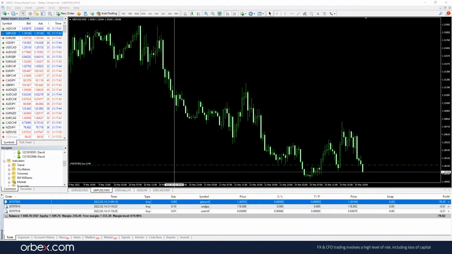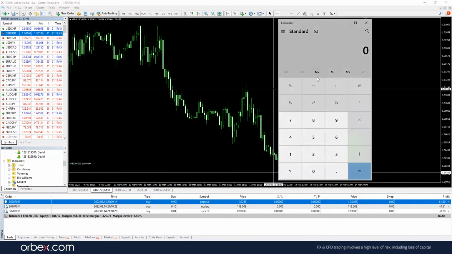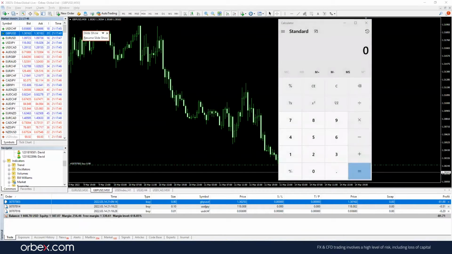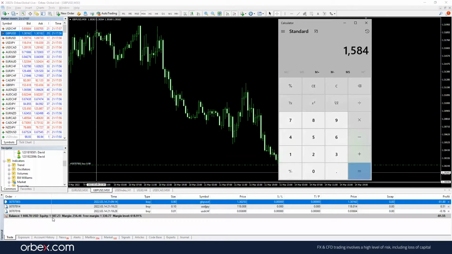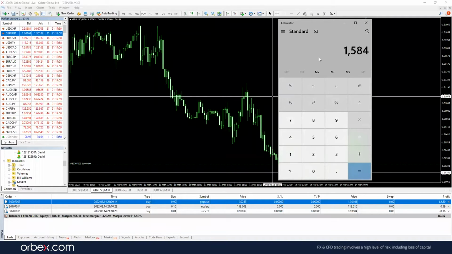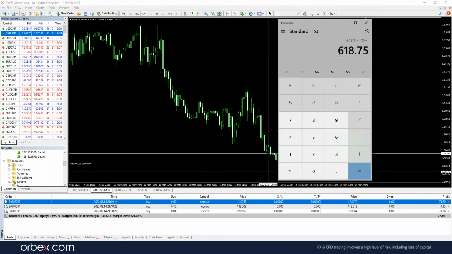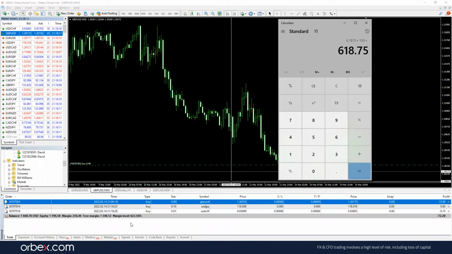So at the moment, let's just double check it. We've got an equity of 1584. This is just approximate because the market is moving a little bit. It's moving upwards now. So 1584 divided by the margin, which is 256, and then we times it by 100 to get a percentage. As I said, the market is moving, so it's approximately 618. It's on 621 now.